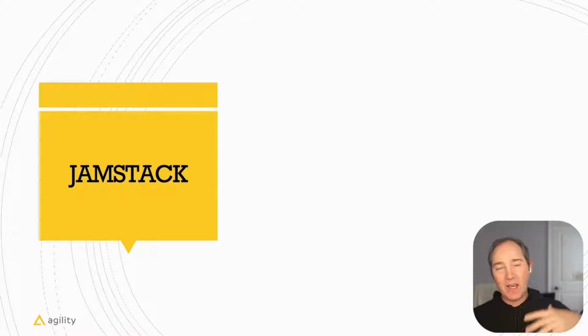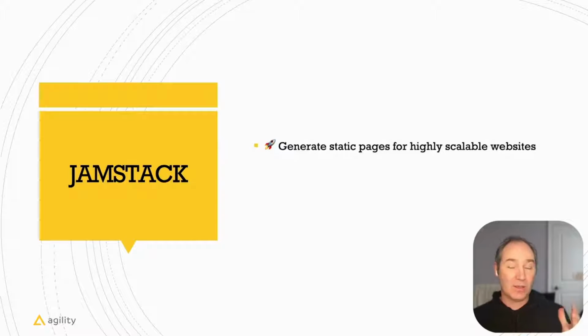With the Jamstack, it kind of came out of the idea that a lot of our sites traditionally were not performing really well. And so how can we sort of fix that? We went to this idea of static site generation to make the websites really, really highly scalable. And that worked really, really well.